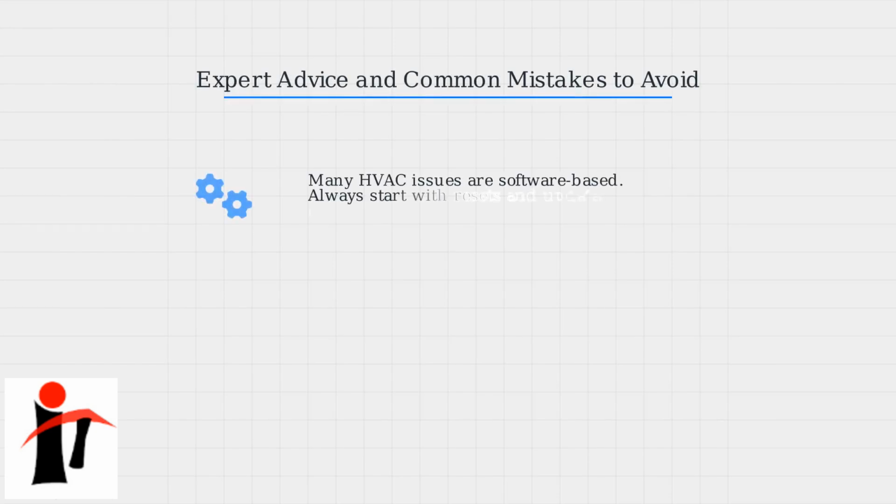The National Highway Traffic Safety Administration recorded over 1,200 complaints since 2019, but these have decreased by 40% following the 2024 updates. Experts emphasize that many Tesla Model 3 HVAC issues are software-based. Always start with software resets and updates before attempting any hardware fixes.